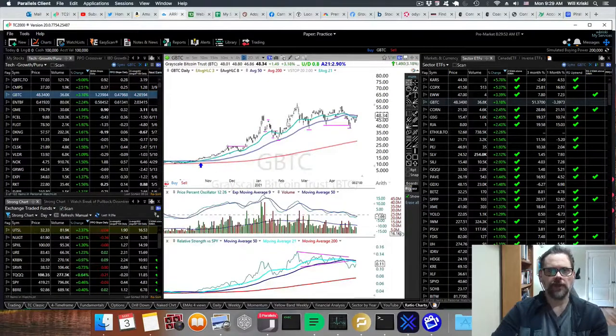So you had this big, huge run, and then sometimes you get stuck in this sort of consolidation phase, and people try to jump in maybe too early. You can see here the momentum in terms of the price percent oscillator, MACD, is in a downtrend here. The relative strength is below here, and it's kind of in this downtrend as well.